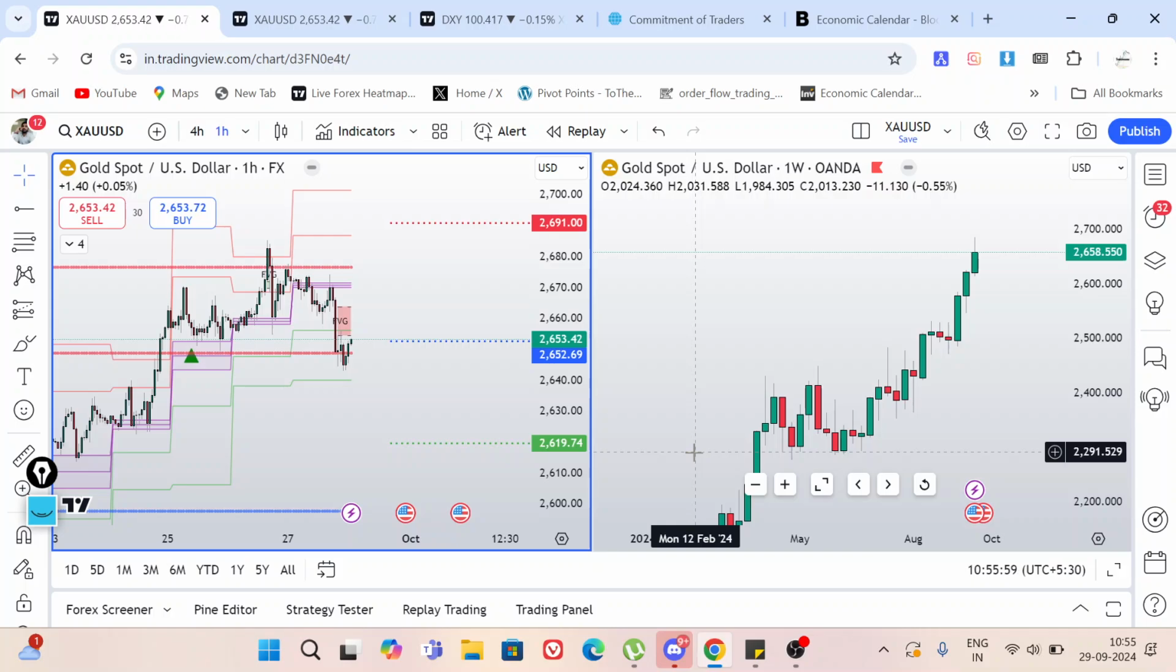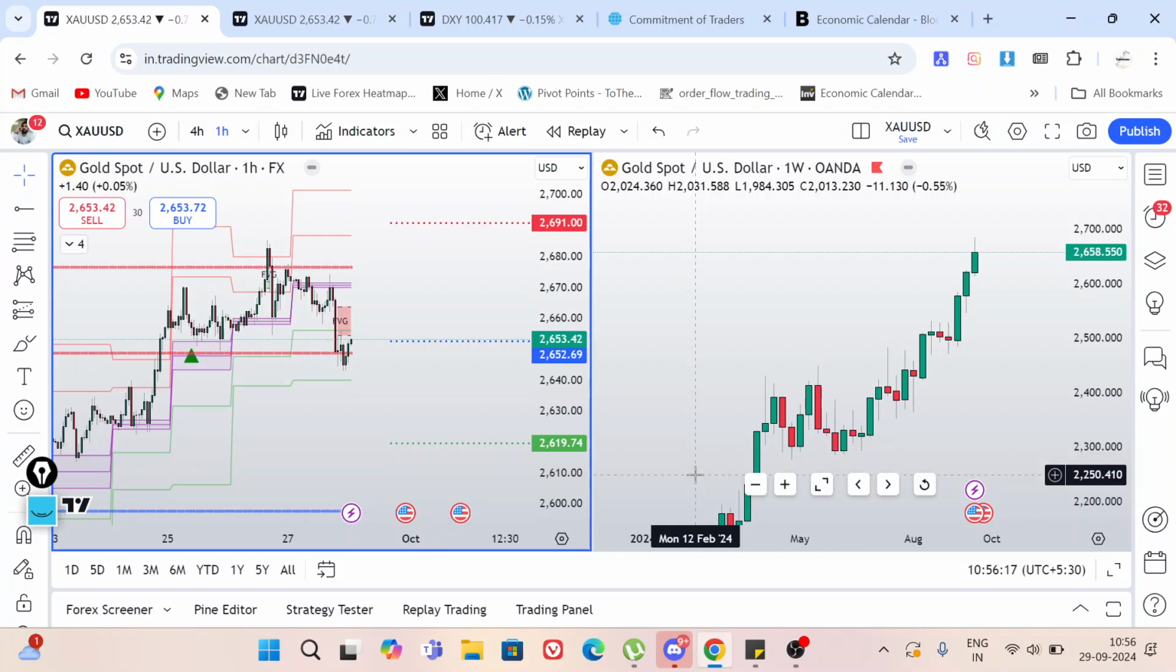So in this video we are going to analyze the gold chart on different time frames, and we are going to check important price action levels and price action structures that gold is currently following, so that we can utilize those levels and structures next week for finding buy and sell opportunities.